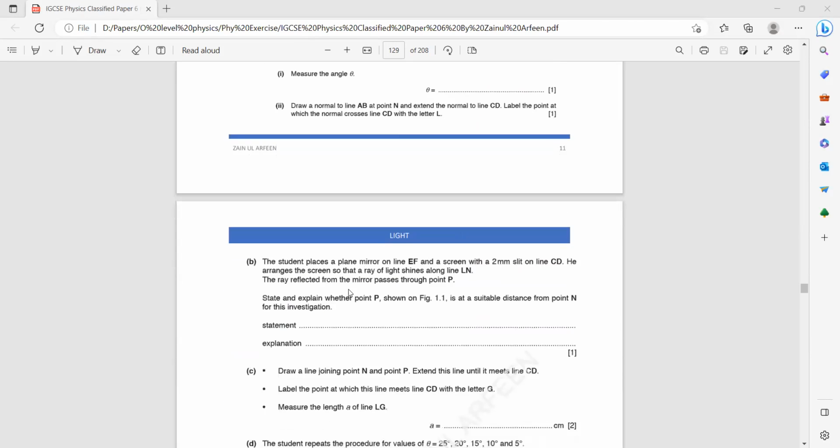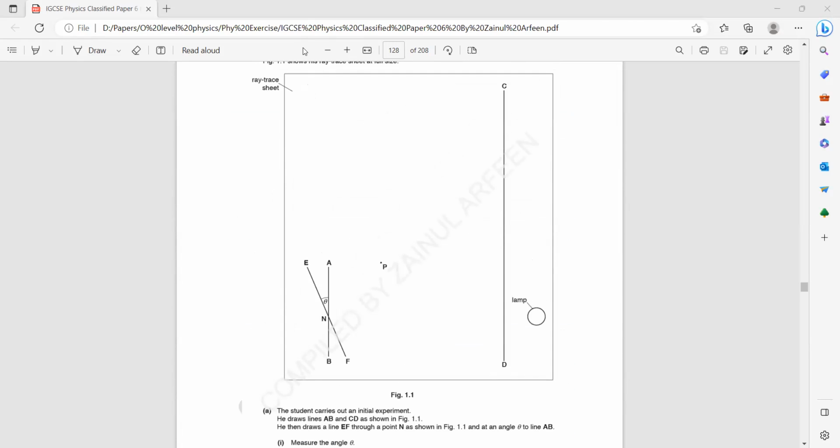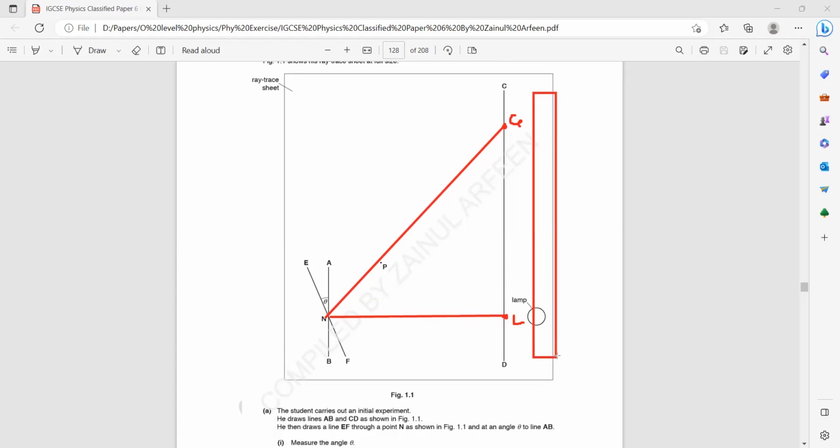So in the question, as I mentioned, you have to draw a line joining N and P and extend it till it reaches CD, label that as G, and measure the distance between L and G. So first, when you draw the normal for AB, you label the point where it crosses CD as L. Then you draw the line joining N to P and label that as G. The question is to measure the length LG, so you just place your ruler here and measure the distance of this line, L and G.